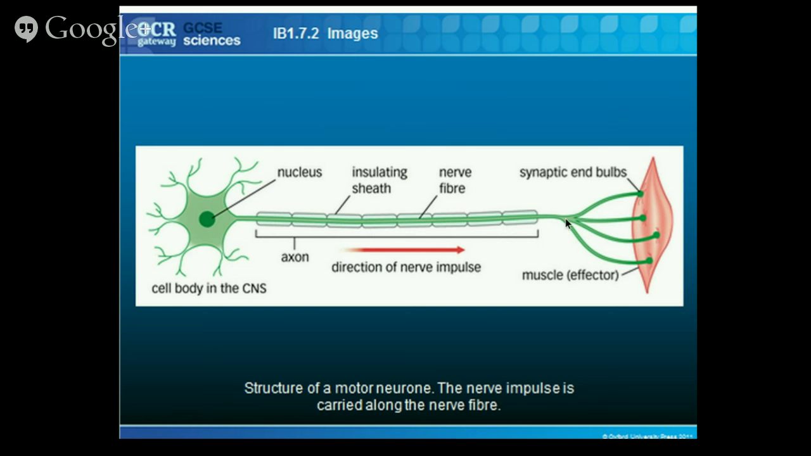When the message gets down to the end, we say this is the synapse. The synapse is a gap between the end of the neuron, and in this case it's the muscle, but it can be another neuron. And through this gap, chemicals called neurotransmitters are released that then set up the next response.